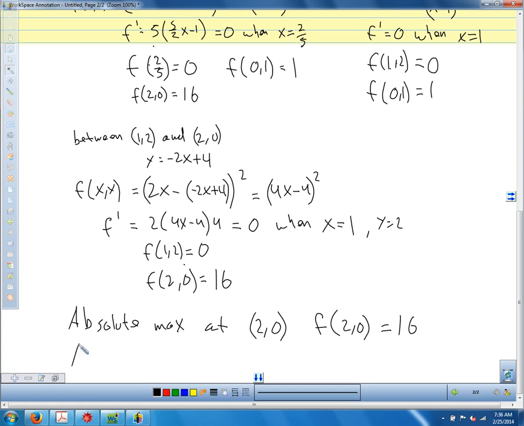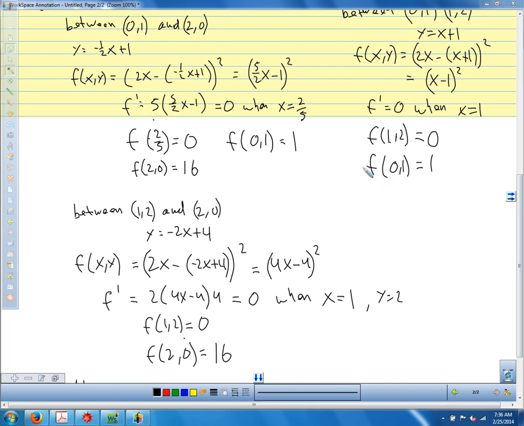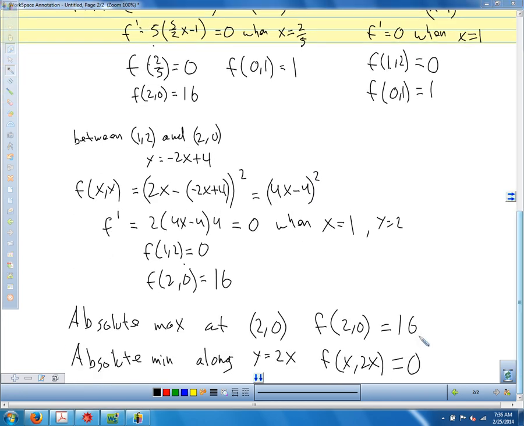And our absolute minimum is along the line y equals 2x, and we get f of x comma 2x equal to 0. And all of these points where we evaluated to 0, we were along the line y equals 2x, except for here at f of 2/5. So our absolute maximum is 16. Our absolute minimum is 0 along the line y equals 2x.